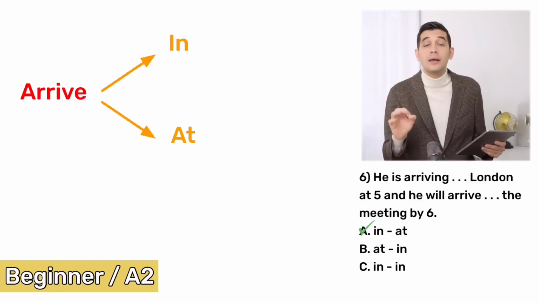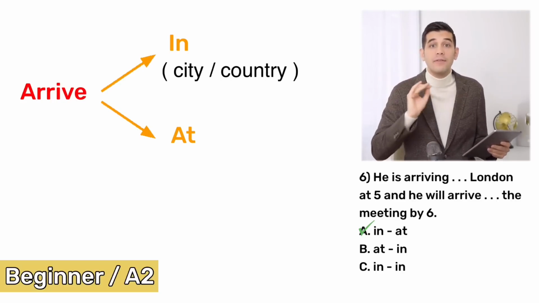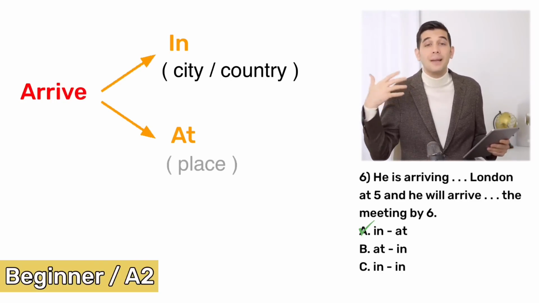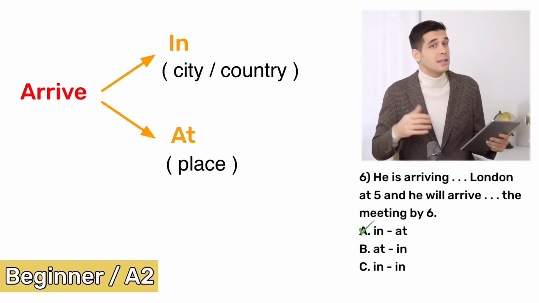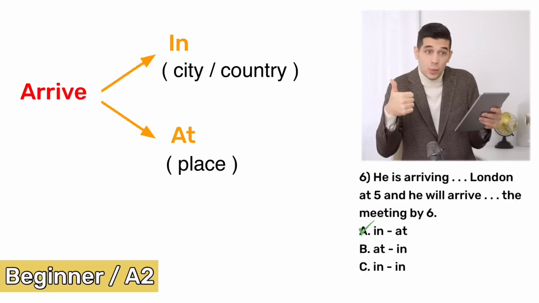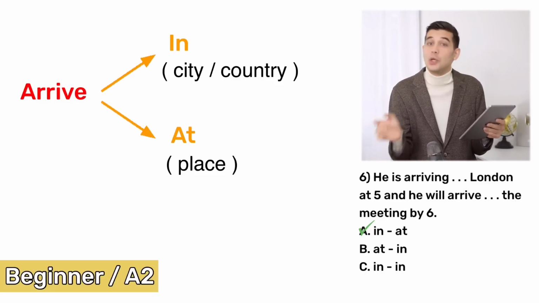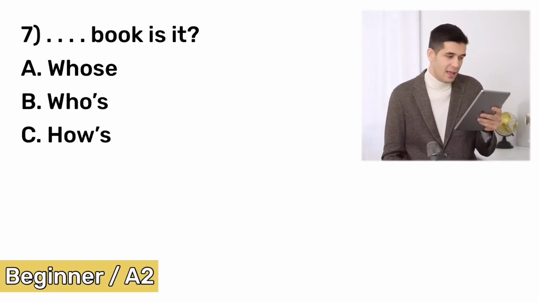If you want to talk about a city or a country, say arrive in London, arrive in England. But if you are talking about a place, say at. Arrive at the cinema, arrive at the meeting. Now in this case, the first one talks about London, which is in. The second one talks about a meeting, which is at. So in, at.